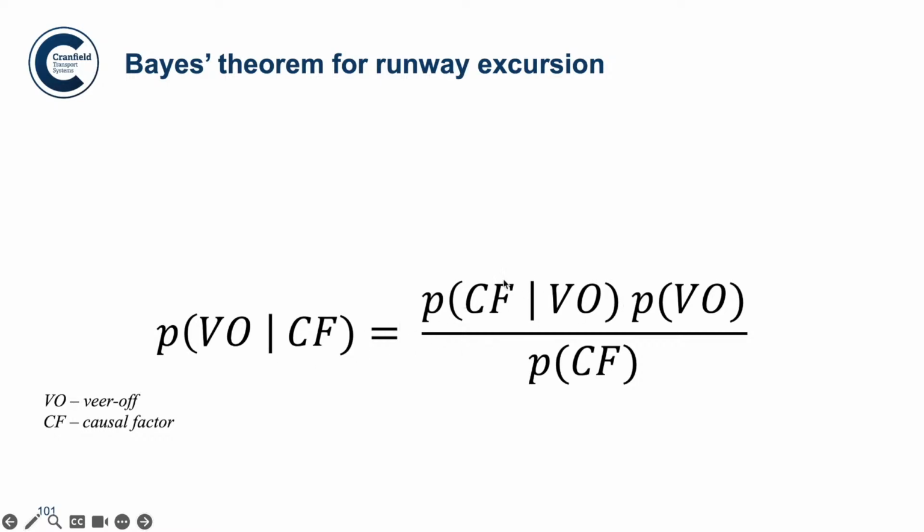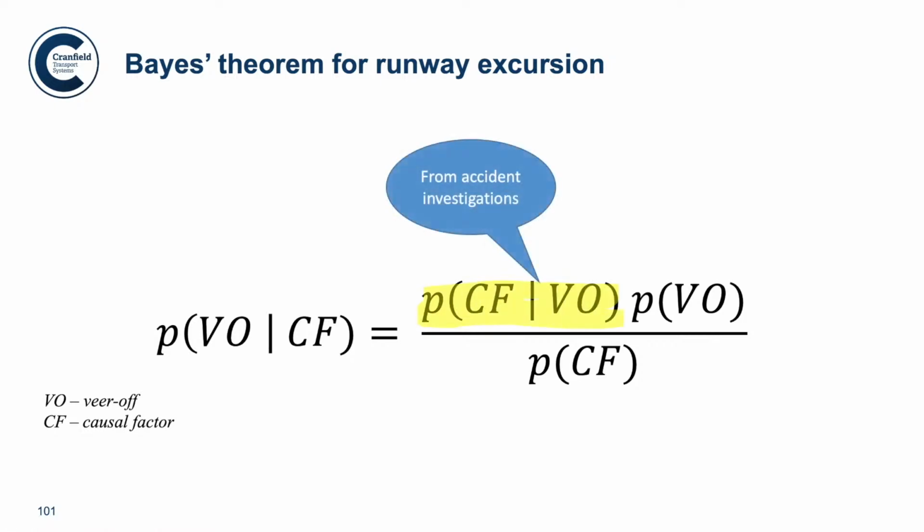So over on the right here, we have the probability of the causal factor given a runway veer-off. Well, that we can get from accident investigations. Accident investigation reports do that very well. They tell us, okay, there has been a veer-off event here. The causal factors that contributed to that event were icy runway, crosswind, unstable approach, and so on. So we know the probability of causal factors for runway veer-off events, just with a bit of basic digging.